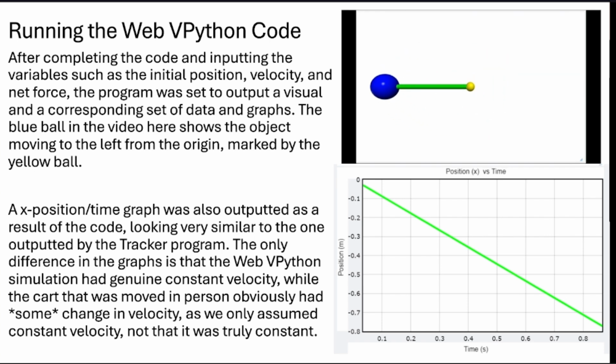A position over time graph was also outputted as a result of the code, looking very similar to the one outputted by the tracker program. The only difference in the graphs is that the WebVPython simulation had genuine constant velocity, while the cart that was moved in person obviously had some change in velocity, as we only assumed constant velocity, not that it was truly constant.